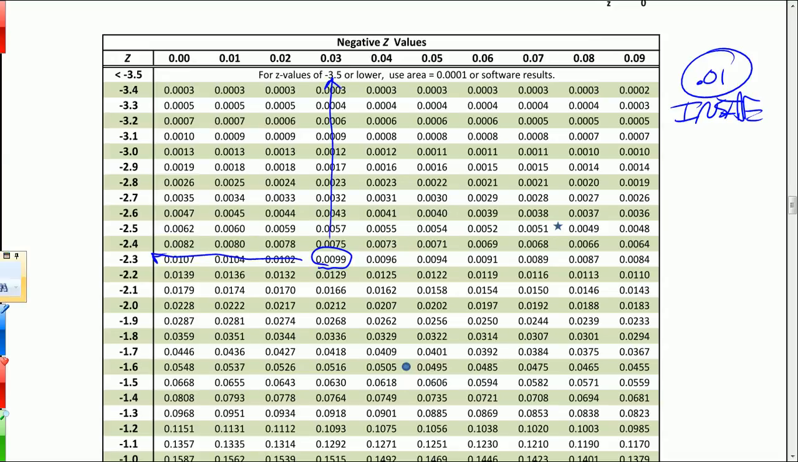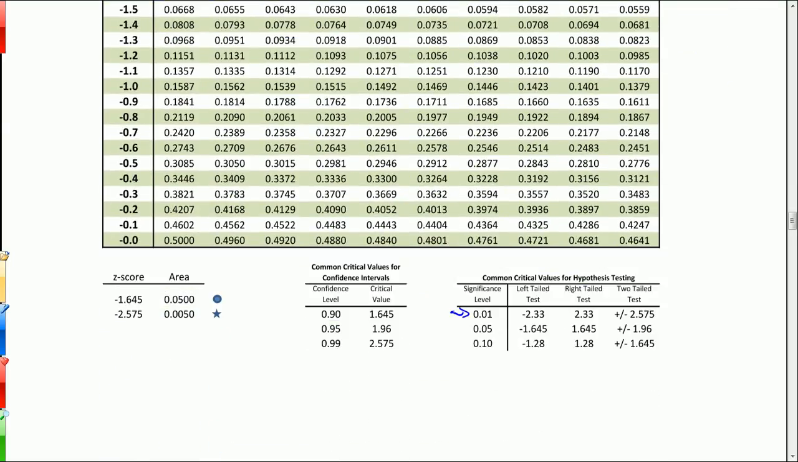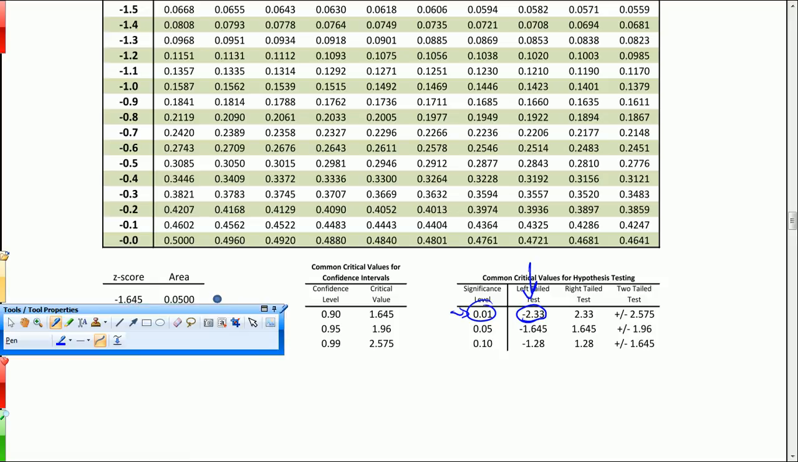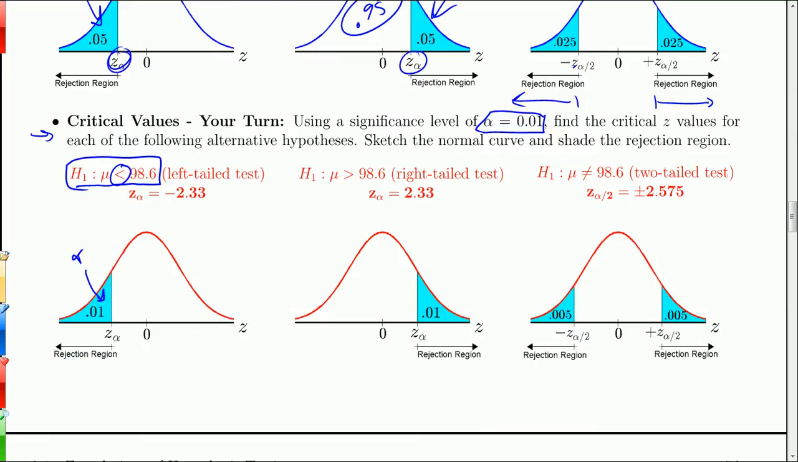2.33. By the way, here I went and looked that up again, but look, significance level 0.01, left tail test, negative 2.33, right? So the cheat sheet's very handy. So this critical value, negative 2.33, so that's what this value is, negative 2.33. So if I get a test statistic that falls to the left of negative 2.33, it resides in the rejection region.